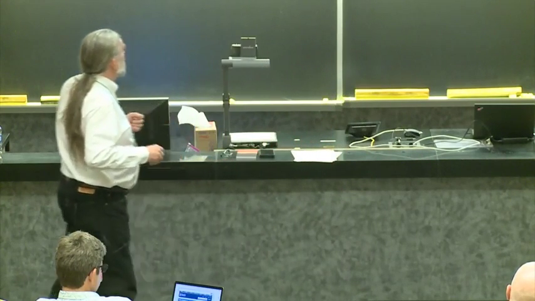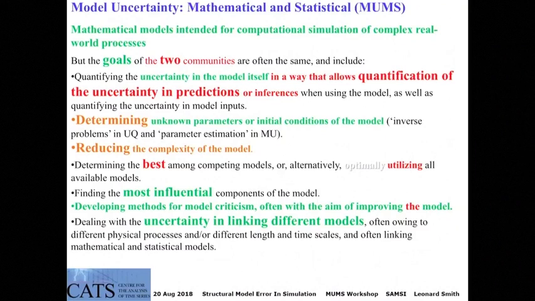Right. Determining the best among competing models, or alternatively, utilizing all the available models. I think this is great, utilizing all the available models. I actually want to breed them in action. But we really need to think about what we mean by best. And once we leave the perfect model, once we are actually dealing with models which are structurally corrupt, then there isn't a best.